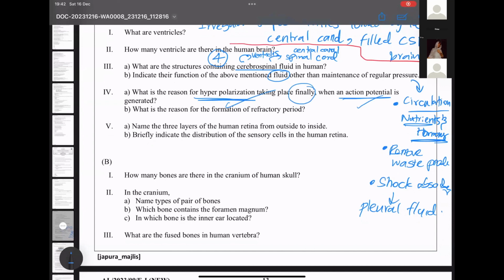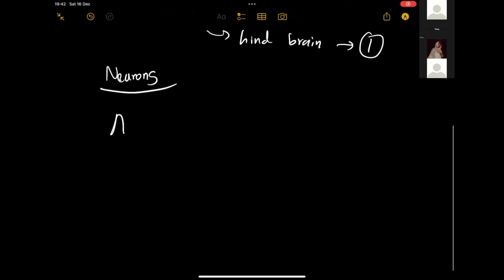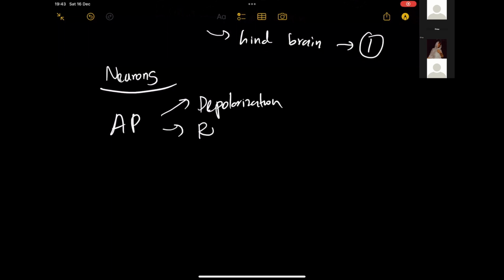The first thing we have to know is, when we talk of an action potential, so we'll go here. This is the neurons. So we are learning about nerves. When we talk of an action potential, AP, what does it consist of? It consists of depolarization. Then it consists of repolarization. Then it consists of hyperpolarization. Then only you get this refractory period.